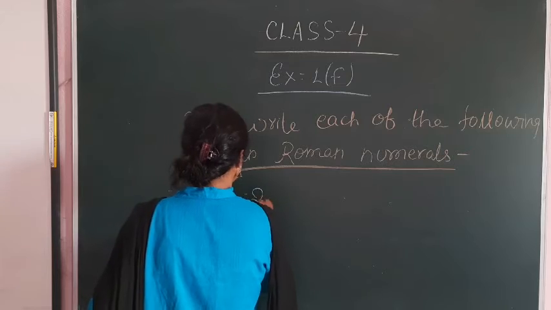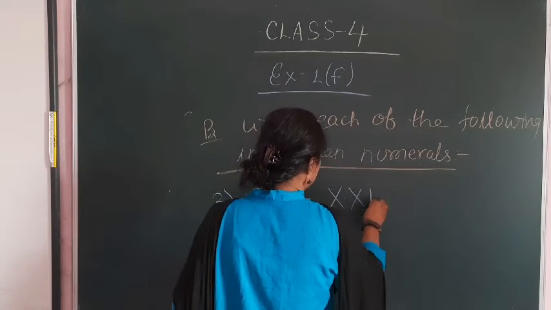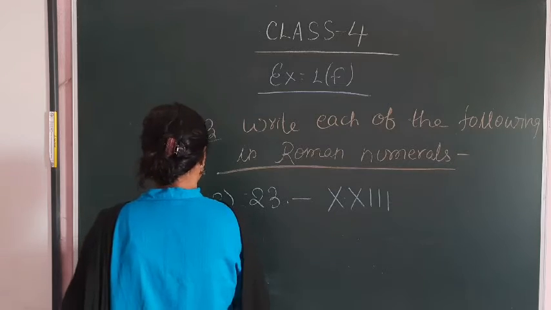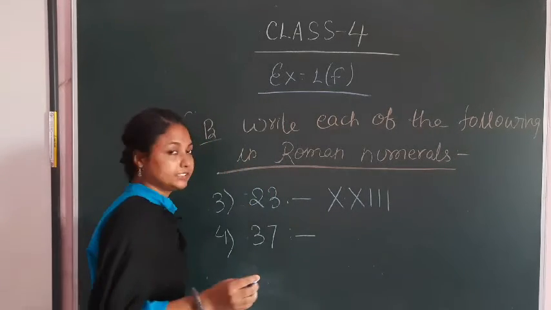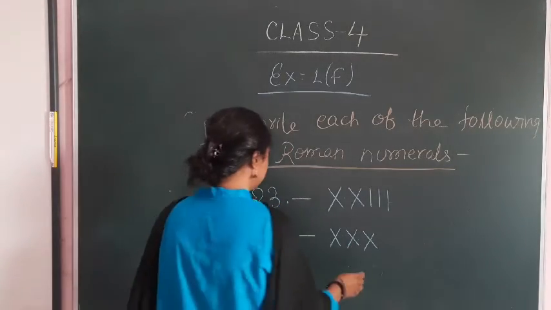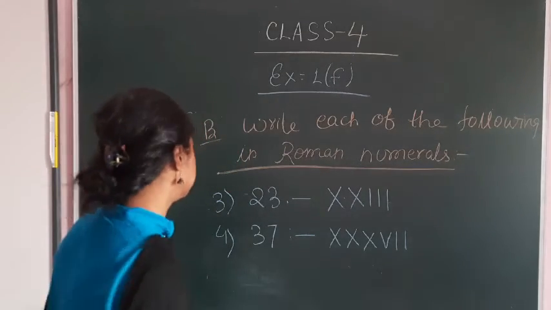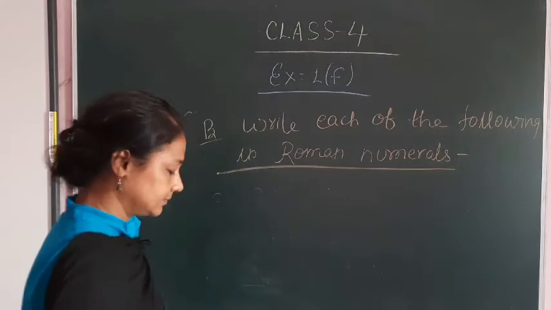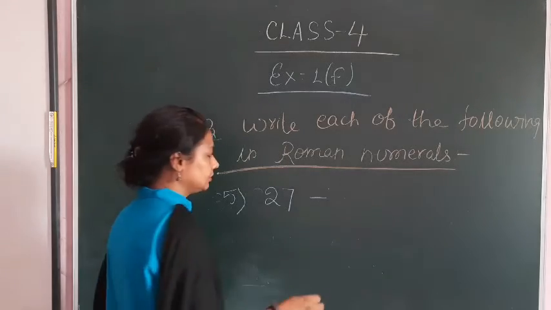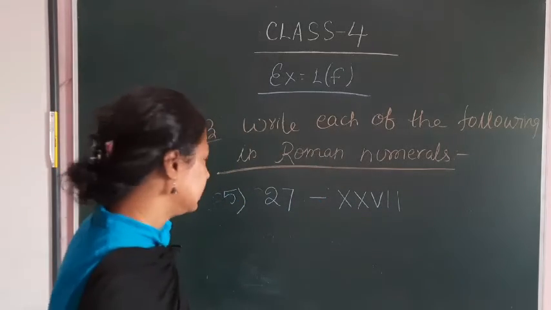Then the next one is 23. How to write it? 10, 10, and 1, 2, 3. This is 23. 37. How to write 37? 10, 10, 10, this is 30 plus 7. So 5, 6 and 7. This is 37. How to write 27? 10, 10, 20, then 5, 6 and 7. This is 27.